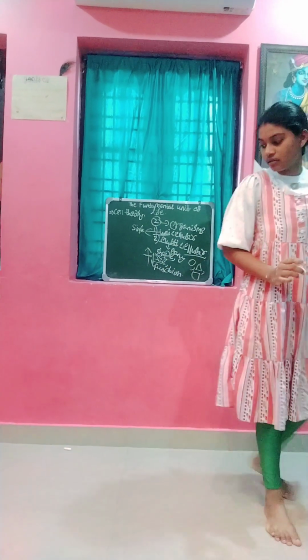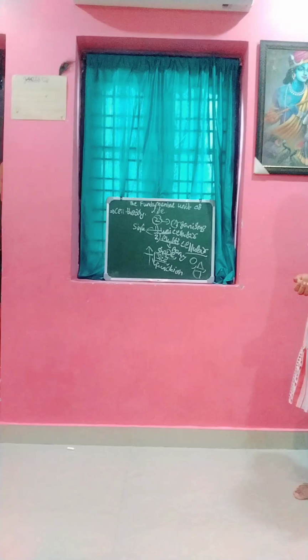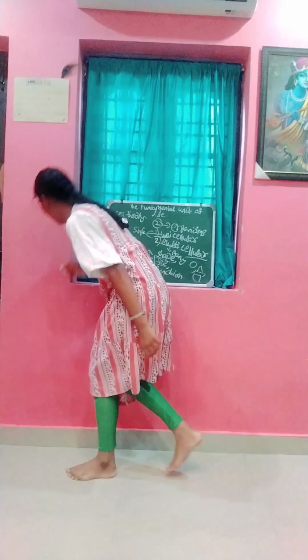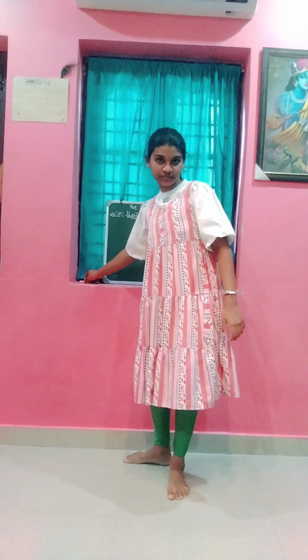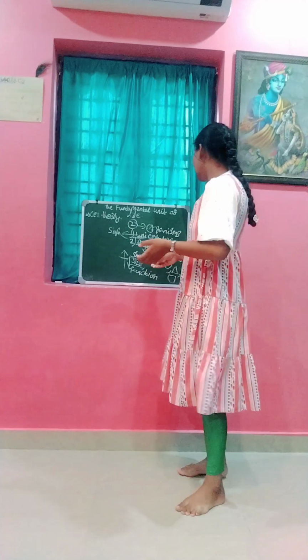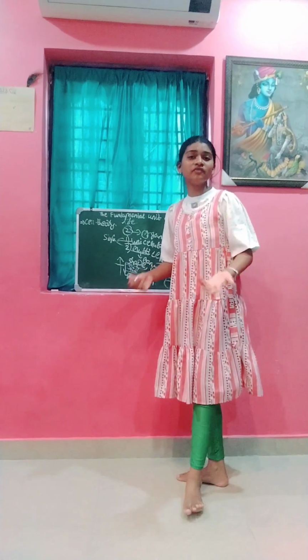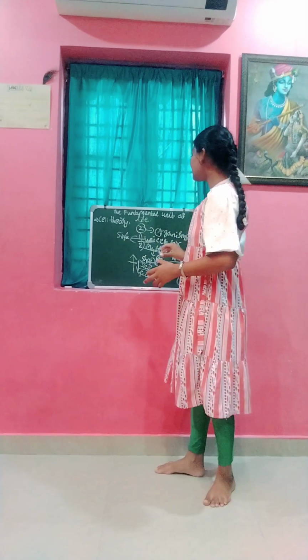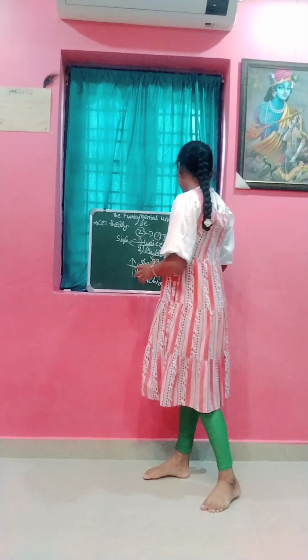Understood? Another example we will take. What example? The heart. The heart has so many crores of cells in it. So the cells are in different shape, size, and function. What function will they do? It pumps the blood. Understood? This is the multicellular organisms. Understood the concept?